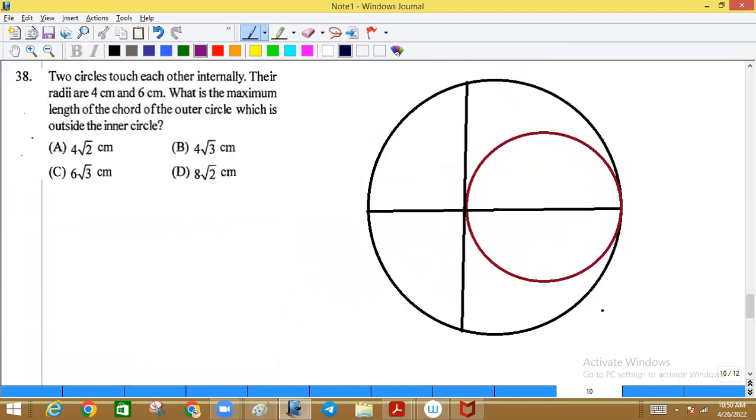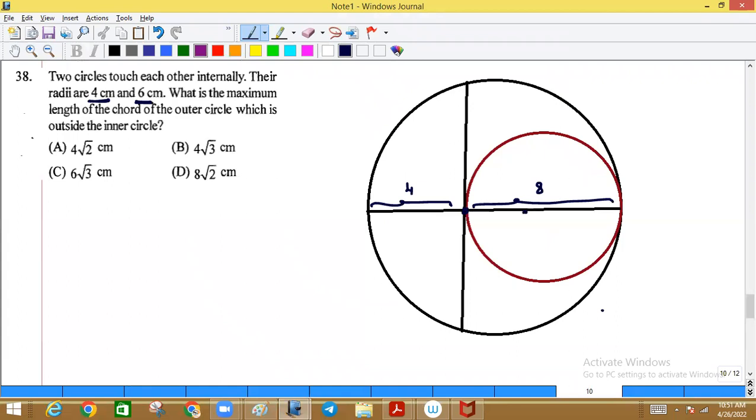The radii are 4 centimeter. If the radius of the smaller circle is 4 centimeter, what is the diameter of the smaller circle? 8. If the radius of the larger circle is 12, what is the diameter of the larger circle? 12, which means I can say from here to here it is 4, and here to here it is 8. These are two chords of the circle intersecting.